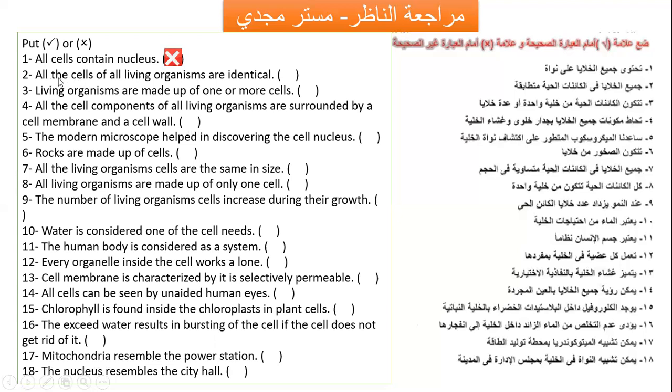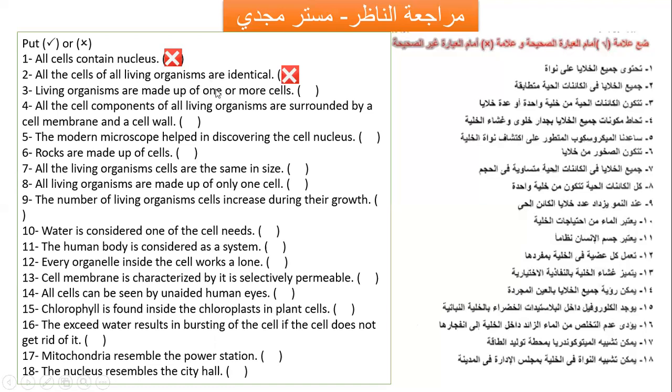Number two, all the cells of living organisms are identical. Identical means the same. Do you agree? No, because cells are different in shape and structure. We said this in the first lesson. So cells are different in shape and structure and even in number. Okay, so number two is false. Number three, living organisms are made up of one or more cells.